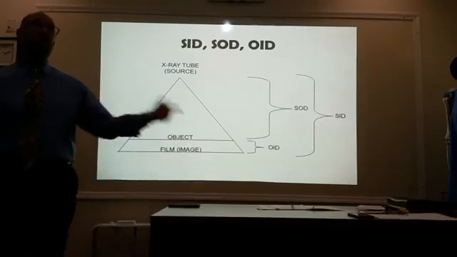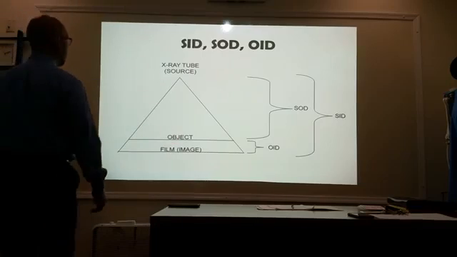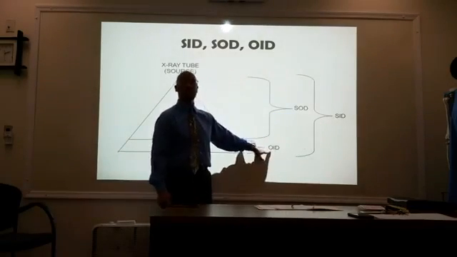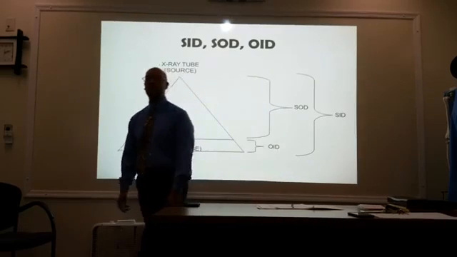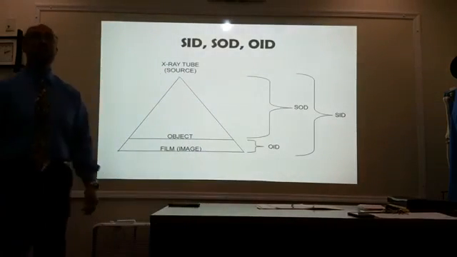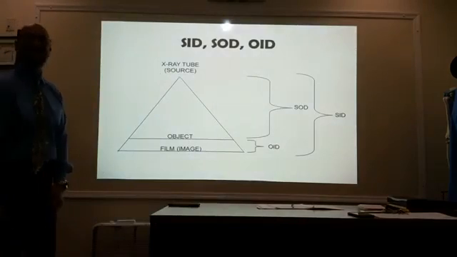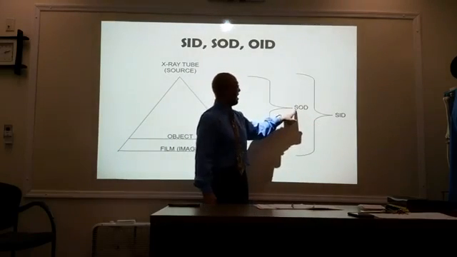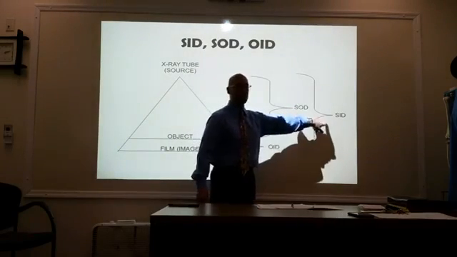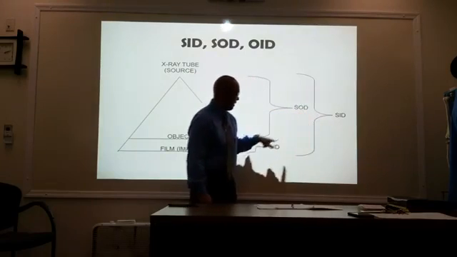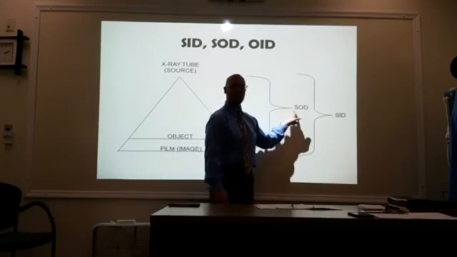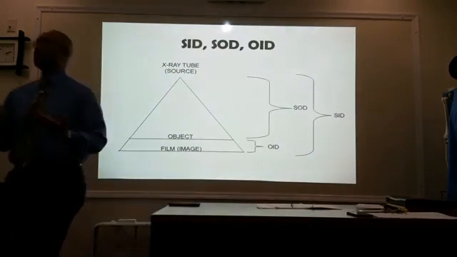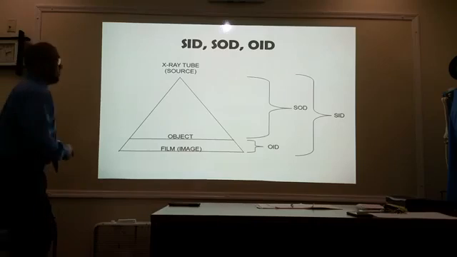If I were to give you two factors, would you be able to tell me what the third factor is? For example, if I told you this was 72 inches and this was 36, can you tell me what your SOD is going to be? 36, right? Because SOD plus OID equals SID. If you've got this and that, you should be able to determine the third. There's a reason why I'm bringing this up.